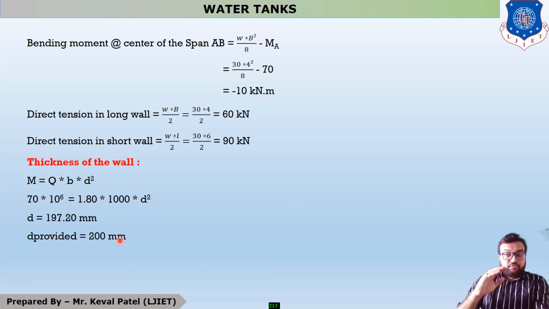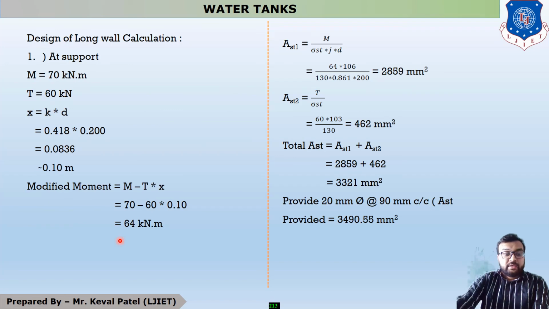Okay, now we are starting our design. This was some analysis portion. Now we have to design the long wall calculation. So students, it was already discussed in the last lecture that this slide's calculation is done 4 times: for long wall at support, for long wall at center, for short wall at support, and for short wall at center. So this slide's calculation is done 4 times with some data change. Okay, so now we are discussing the design of the long wall calculation.